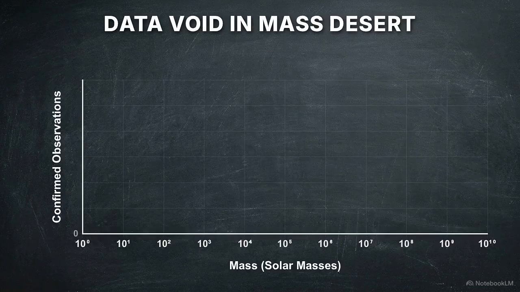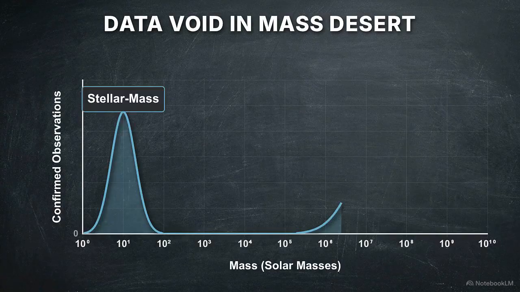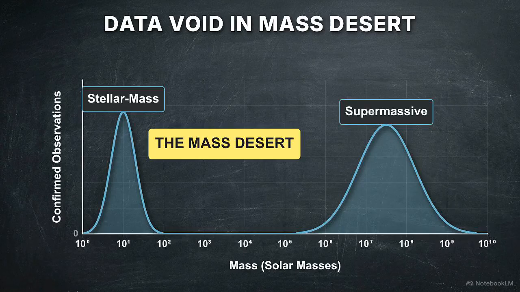This chart represents the known population of black holes, organized by mass. We have high concentrations on the far left and the far right, but right in the middle sits a huge empty void. Astrophysicists call this the mass desert. This desert spans a specific range, anywhere from 100 to 100,000 solar masses. We have almost no confirmed observations within this entire bracket.